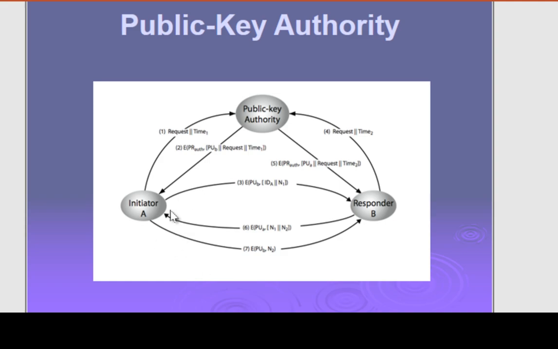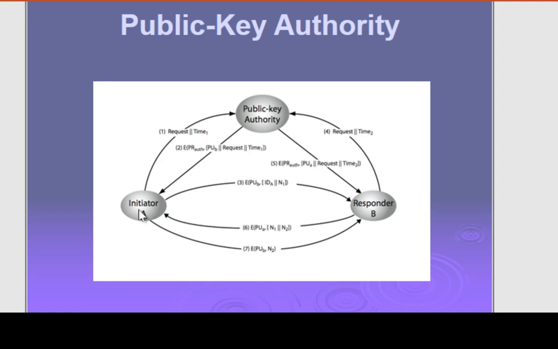So A sends a message to B because it got the public key. What message it sends is, he encrypts with the public key of B, and he sends the identity of A and the nonce 1. Because he has to make B know from whom the message is coming, that's why the identity of A, and the nonce is for acknowledgement purpose.